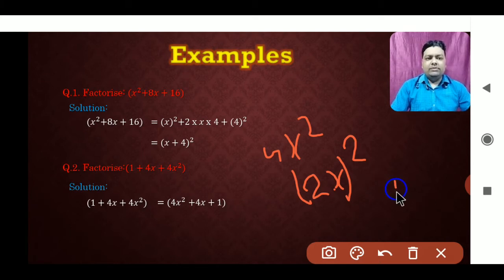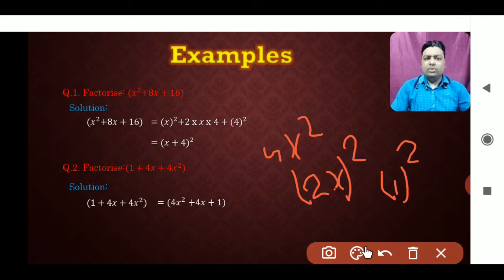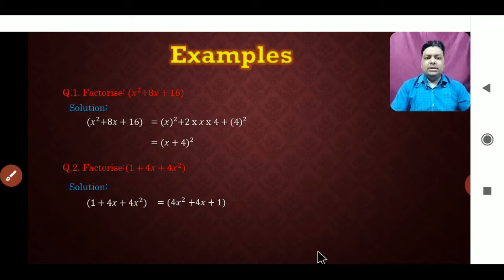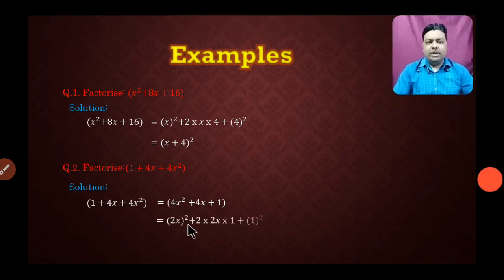Same as the last digit is 1. So we know that 1 is also the square of 1. Okay. So you can say that both are perfect squares. First and the last both are perfect squares. So at first we will write 2x whole square and 1 as 1 whole square. Now again we will now see the middle term 4x.